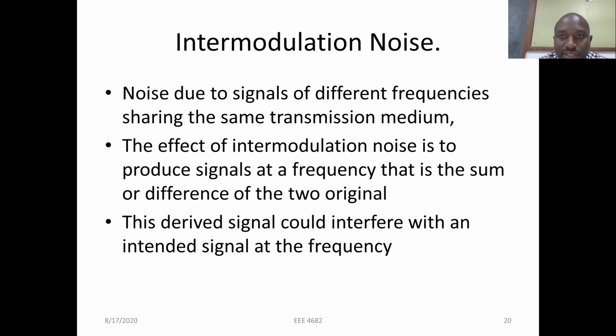Next, we've got intermodulation noise. This is noise due to signals of different frequencies sharing the same transmission medium. The way this type of noise is generated is such that it is produced when the signals are at a frequency that is the sum or difference of the two original. So it's basically derived.